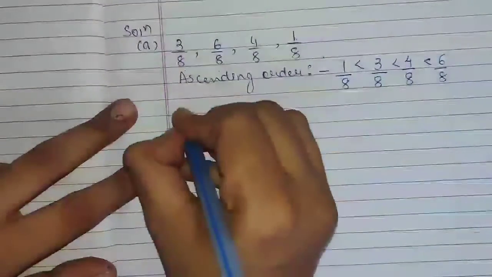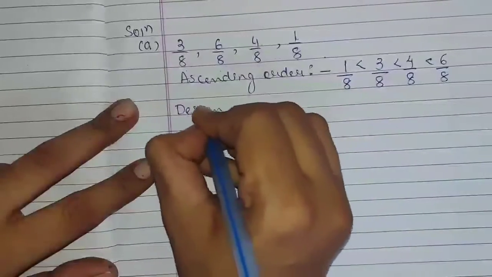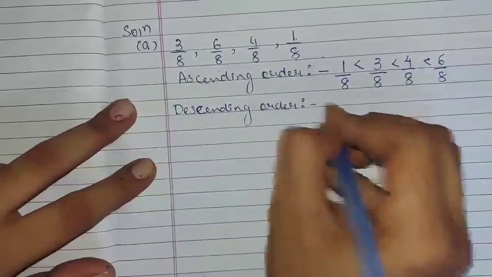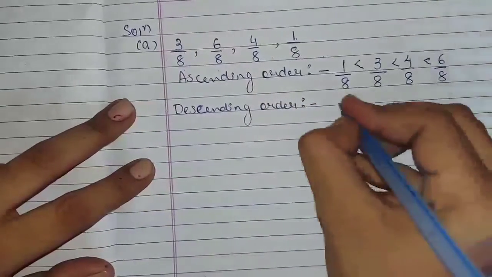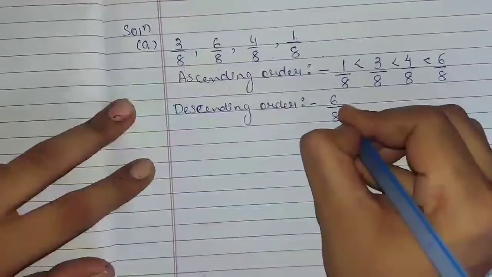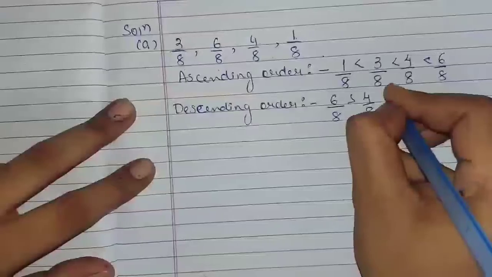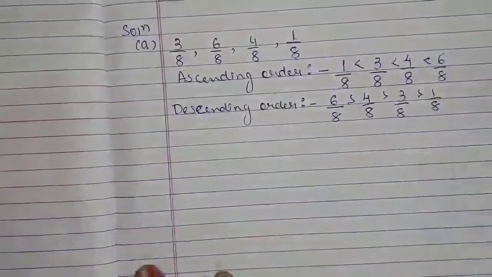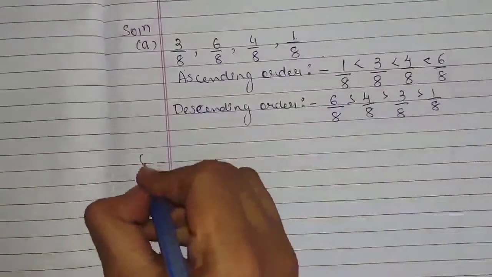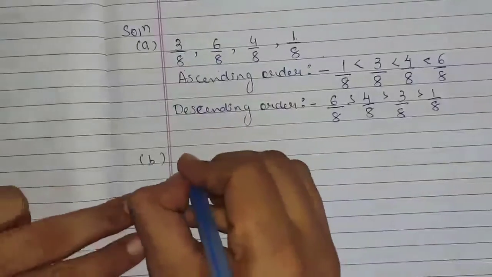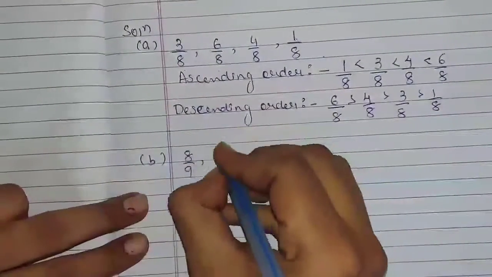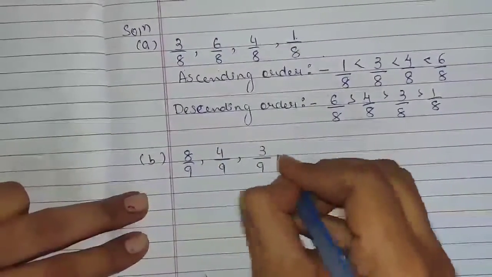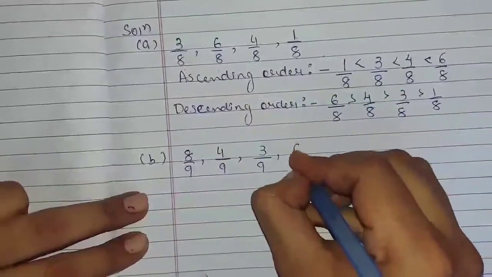Now we have to arrange for descending order. Students, descending order means greatest to smallest. So here 6 upon 8 greater than 4 upon 8 greater than 3 upon 8 greater than 1 upon 8. Now, for number B, let us write fractions first for number B. 8 upon 9, then 4 upon 9, 3 upon 9, then 6 upon 9.